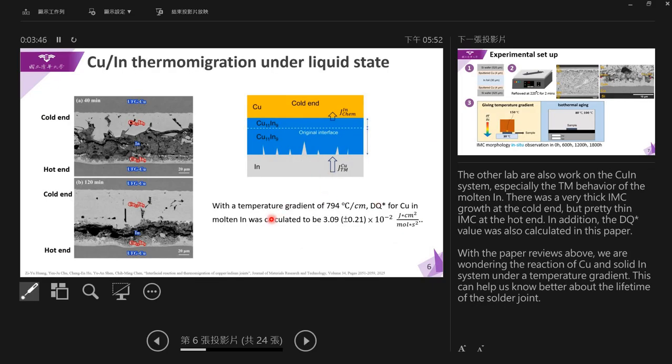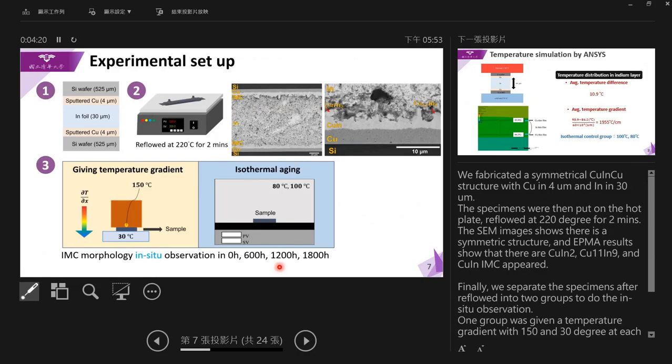The other lab, led by Professor Shen, also worked on the copper-indium systems, especially the thermomigration behavior of molten indium. There was very thick IMC growth at the cold end, but a pretty thin IMC at the hot end. In addition, they calculated the Q star value in this paper. With this paper review, we are wondering about the reaction of copper and solid indium systems under a temperature gradient. This can help us better understand the lifetime of the solder joint.